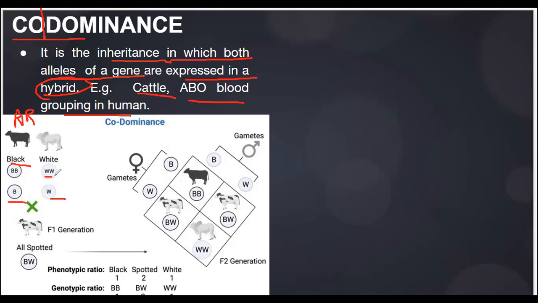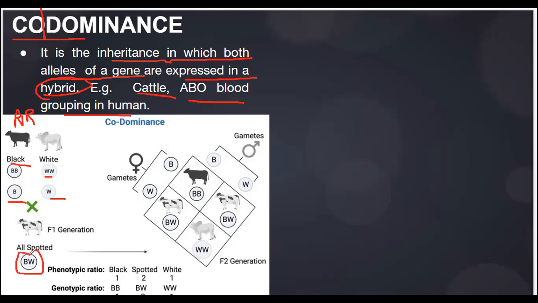What do you see over here? What's the difference? Both of them are dominant for their trait. White is also dominant, because it is capital W, not small w. Capital W we have written over here. So 1 capital B, 1 capital W. What do you get? All spotted.